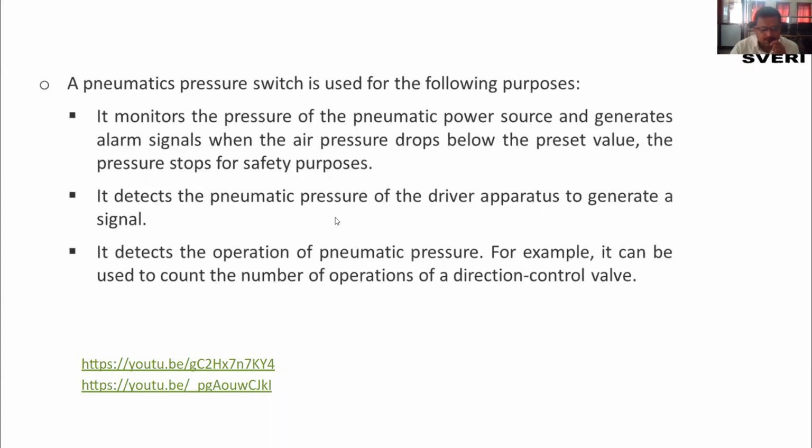It detects pneumatic pressure of the driver apparatus to generate a signal. It detects the operation of pneumatic pressure. For example, it can be used to count the number of operations of a direction control valve. Therefore, this is nothing but pneumatic pressure switch, which is used for these different purposes.